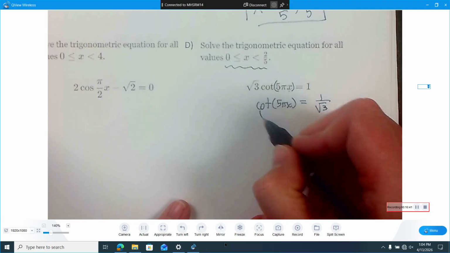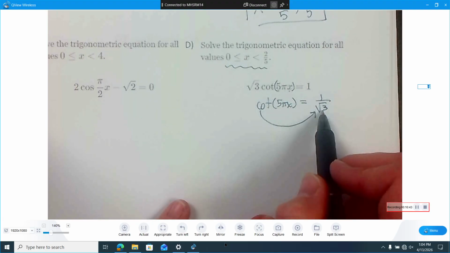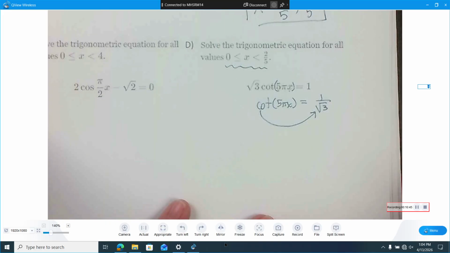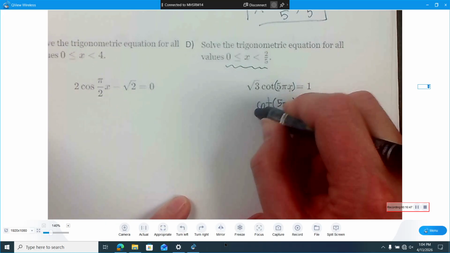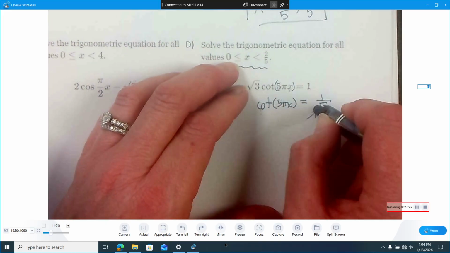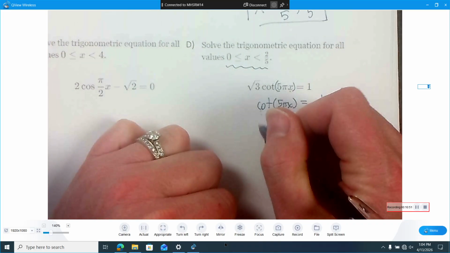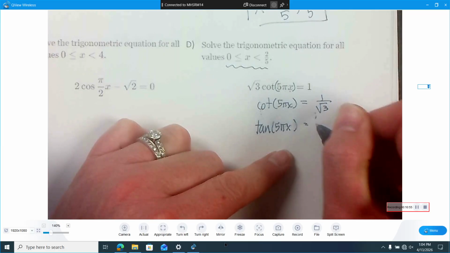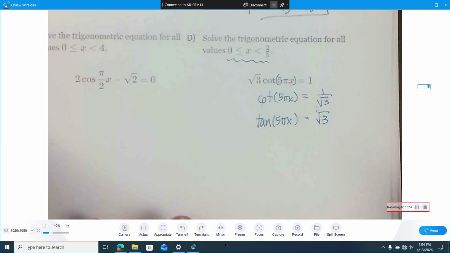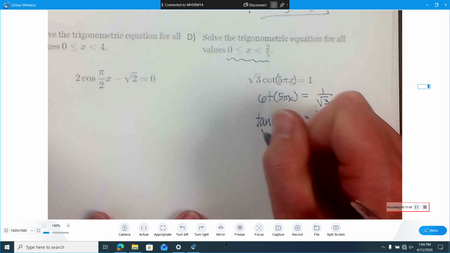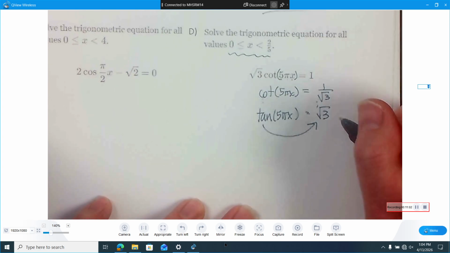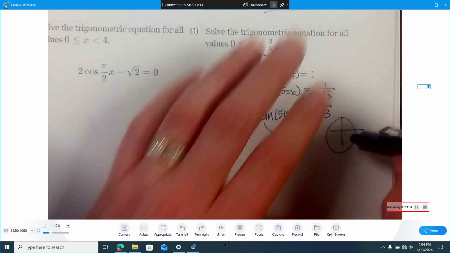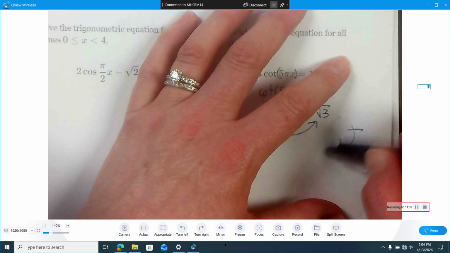And so again, I'm going to the unit circle and asking myself, where does cotangent have a value? Oh, actually, what should I do before I do that? Flip it. Yeah, thank you. Let's flip it. So that would be tangent of 5 pi x equals, you don't have to flip the radical, it's just radical 3. Okay, so since I flipped both sides, now I'm thinking to myself, where does tangent have a ratio of just radical 3?